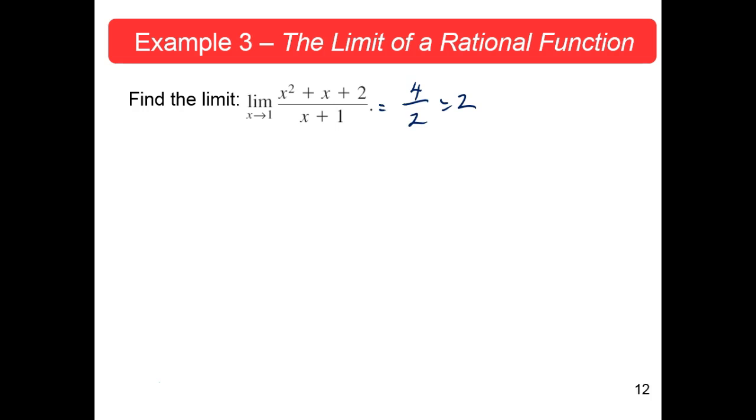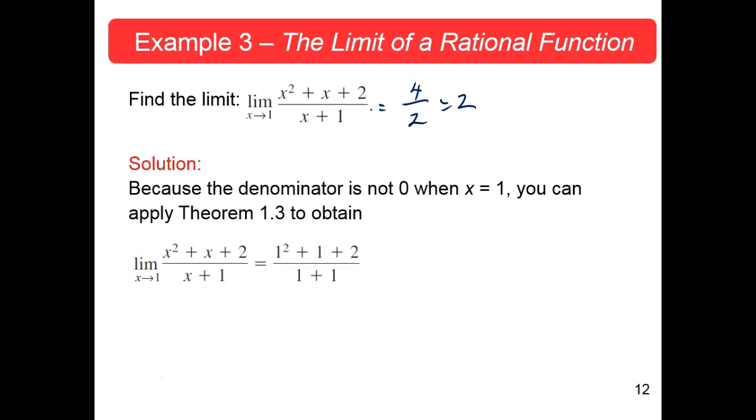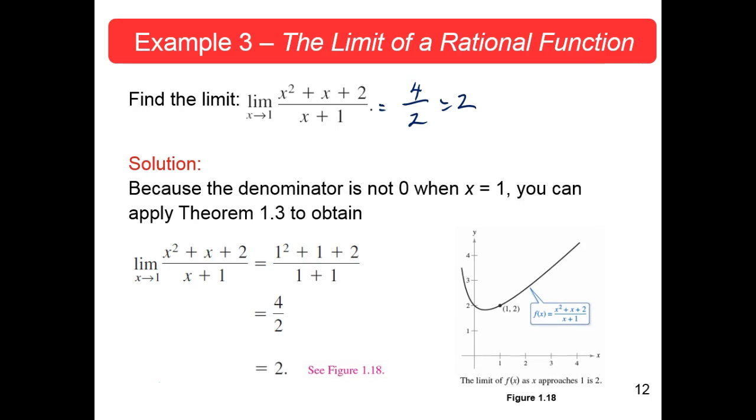That was all, folks. Okay. Let's see how they did it. Because the denominator is not 0 when x equals 1, you can apply the theorem, plugging it in, and that gives you 2. And they even drew the graph for you. Thank you very much. If you have a graphing calculator, you can do that. Otherwise, I wouldn't mess with it unless you just really get a kick out of doing that. Any questions? Okay, that's example 3.